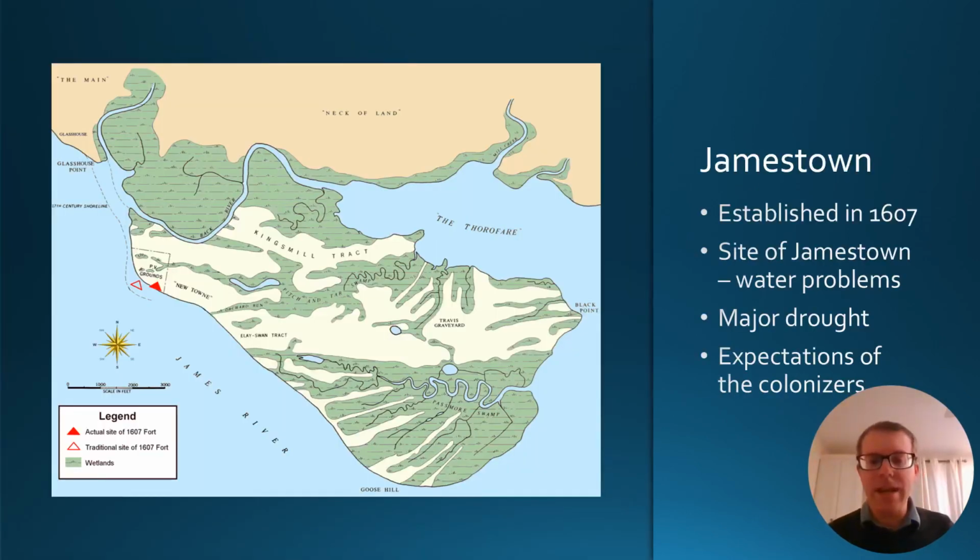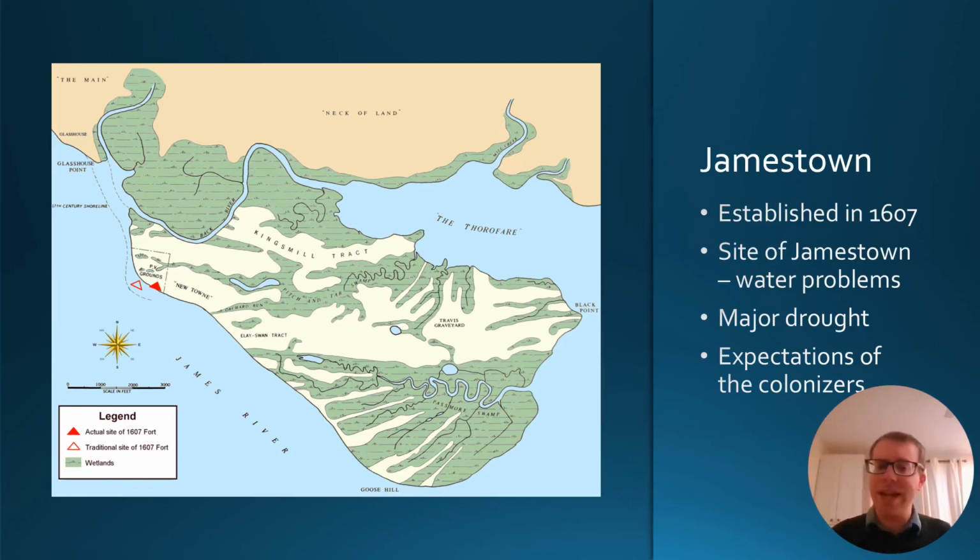So I'm going to begin today looking at the history of Jamestown. Jamestown was established in 1607 by the Virginia Company, a company that received a charter for this colony from the English king, essentially permission to go out and establish a colony in modern-day Virginia. They established a settlement on the edge of the James River, this large river in modern-day eastern Virginia.